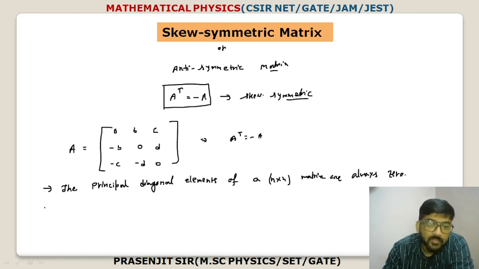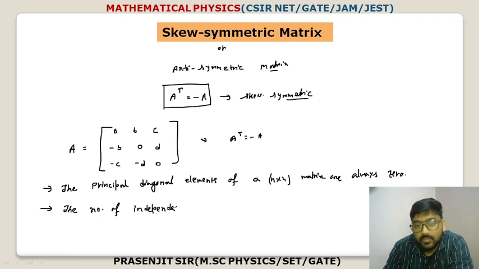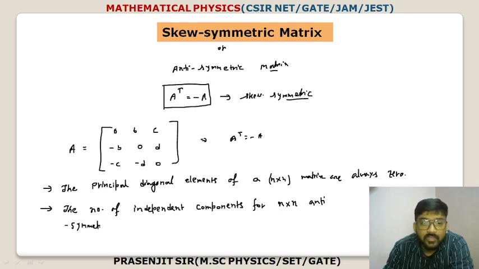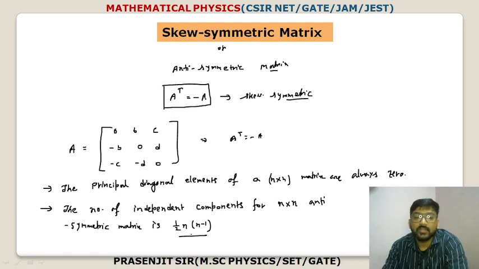And one thing, for an antisymmetric matrix the number of independent components is half n into n minus 1. Okay, and the number of independent elements or independent components for an n by n antisymmetric matrix or skew symmetric matrix is half n into n minus 1. So this result you should remember also.